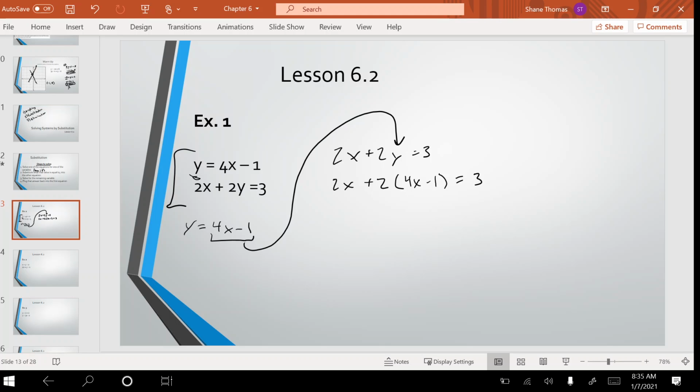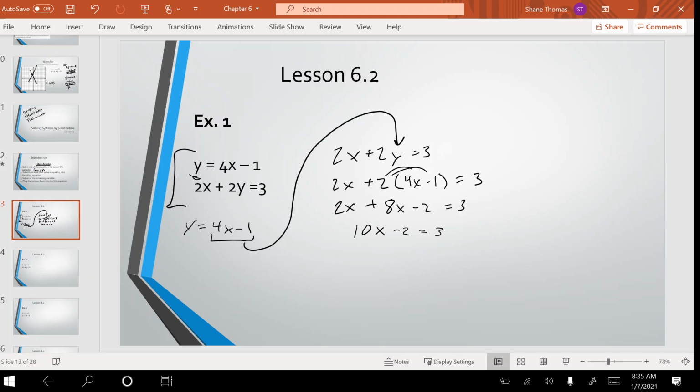So now the great thing is I can solve this now, can't I? I can solve it for x. So I only have one variable. We've been doing this since the middle of the year. So let's go ahead and simplify. I have 2x plus, well, I have to distribute here. 2 times 4x is going to be 8x. 2 times -1 is going to be -2. That's equal to 3. All right, combine like terms. So 2x and 8x is going to be 10x. All right. So I have 10x minus 2 equals 3.